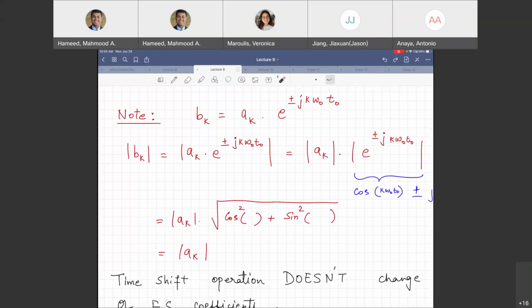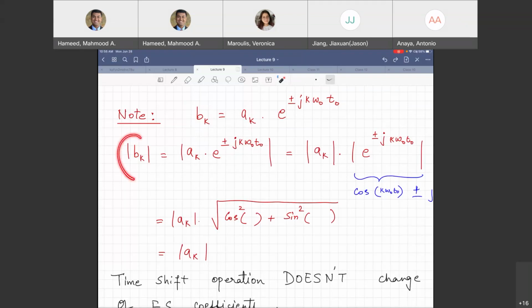Let's try to take a look at the Fourier series coefficients of the signal before and after you shifted it. What was it? bk equals ak multiplied by e to the plus or minus jk omega naught t naught. That's what we proved. That's your time shifting property. Now I want you guys to start observing the magnitude change and the phase change. Let's try to look at the magnitude first. ak, a complex number. bk, a complex number. Let's try to find out the relationship between bk and ak in terms of their magnitudes first and in terms of their phase next. So how about the magnitude?